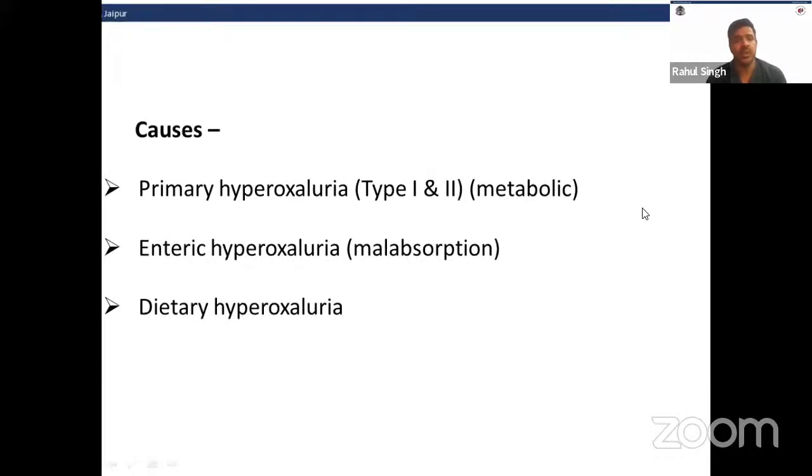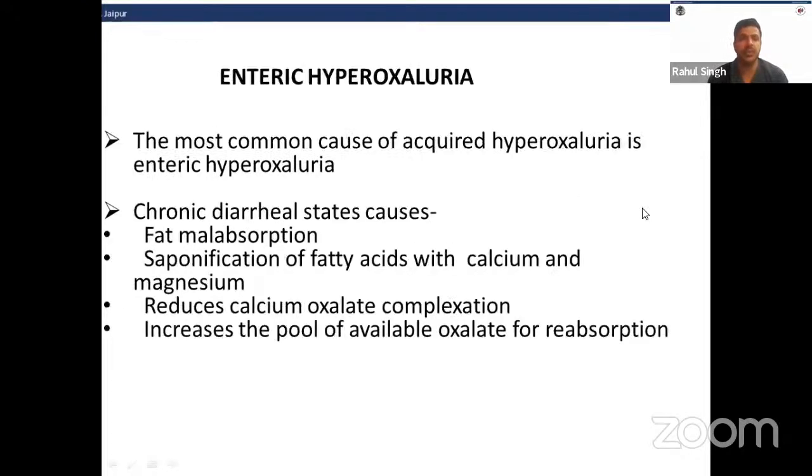Causes of hyperoxaluria. Primary hyperoxaluria, enteric hyperoxaluria, and dietary hyperoxaluria, the most common being enteric hyperoxaluria. It is most commonly found in chronic diarrheal states, which cause fat malabsorption and saponification of fats, with fatty acids binding calcium and magnesium. It reduces calcium oxalate complexation and increases the pool of available oxalate for reabsorption.